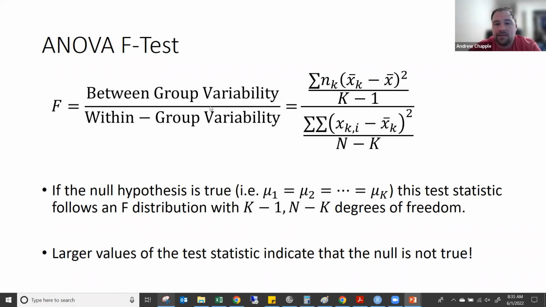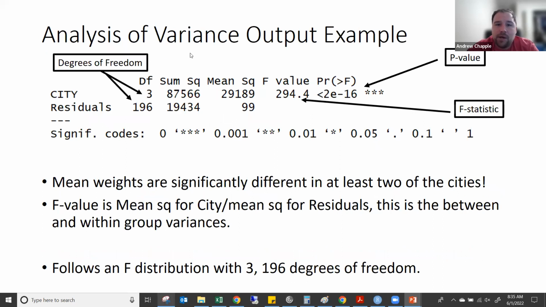So this test statistic follows an F distribution with K minus 1, where K is our groups, and N minus K, our total number of observations minus our number of groups, degrees of freedom. You've probably seen a table for this. You don't have to use it anymore. We're just going to use R to get those values. So when you get output using ANOVA, this is the kind of output that you'll get. We can go look at this code after and walk through it.